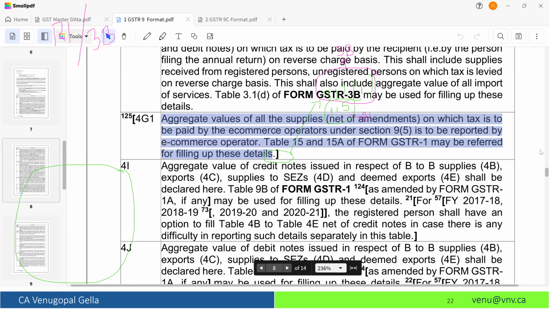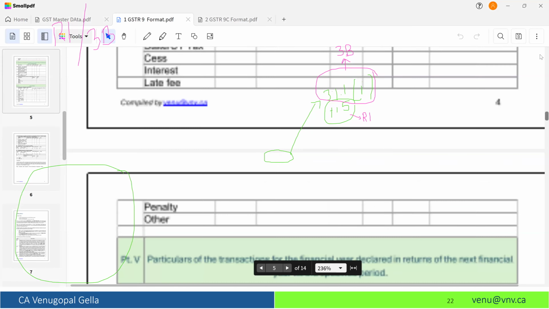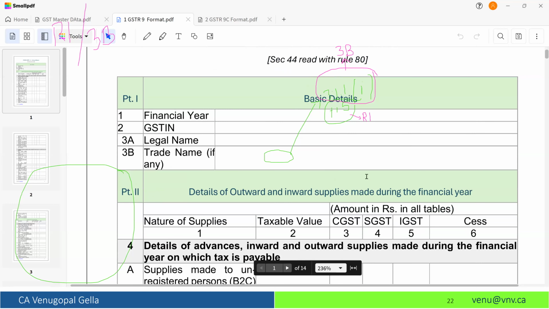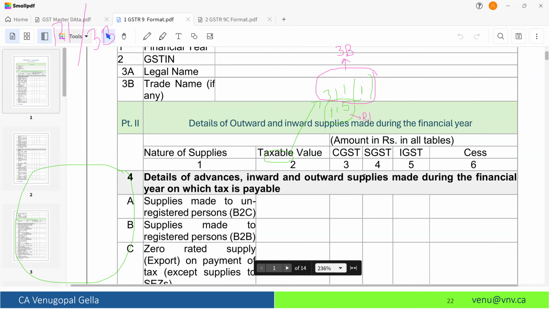Okay. Soumya ma'am says it has to be R1. R1 part 2 heading, sir. Yes, sir. That is where I am at. Details of outward and inward supply made during the financial year. I get you.